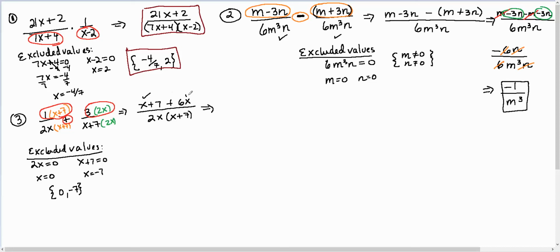And combining like terms, 7x plus 7 over 2x times x plus 7. And if we factor out the numerator, we get 7 times x plus 1 over 2x times x plus 7. Well, nothing cancels here. So then this is the final answer.